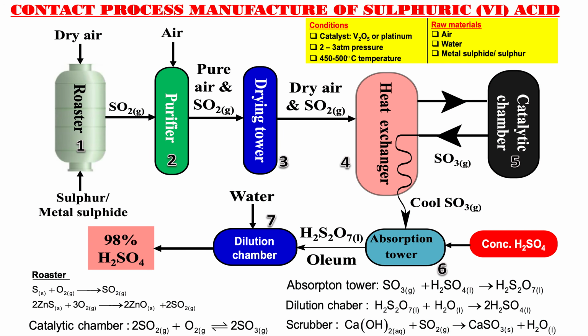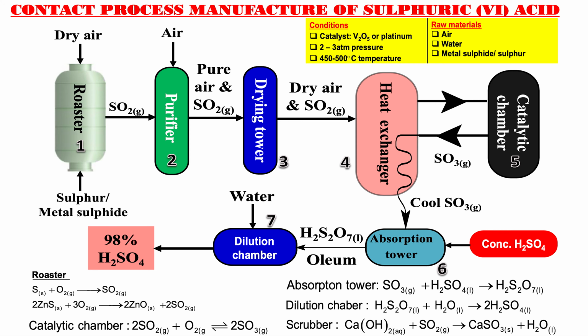Another method of minimizing pollution in the contact process is through a process called scrubbing. In scrubbing, we pass the gases through a chimney that is lined with an alkali like calcium hydroxide, where neutralization takes place to produce calcium sulfite and water. Then the conditions required for the contact process to work: we have the vanadium(V) catalyst, 2 to 3 atmospheres of pressure, and temperature 450 to 500 degrees Celsius.